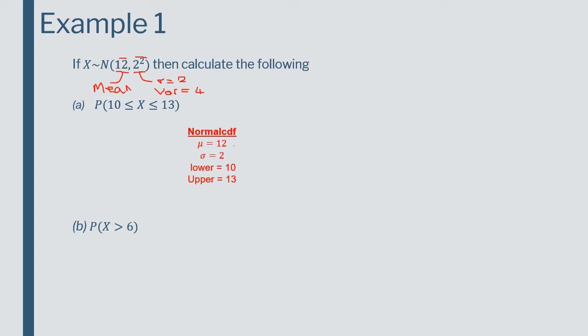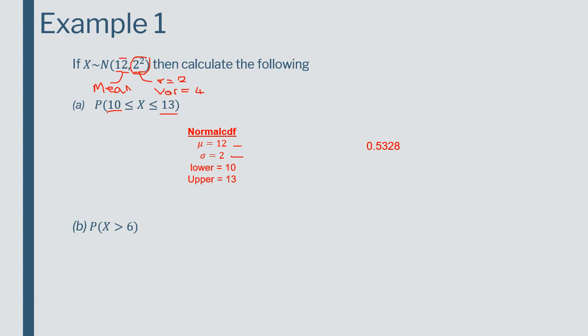So you should have had the mean 12. The sigma is 2, because it's standard deviation. So don't just assume it's whatever's in here. It needs to be standard deviation. The lower limit is 10 and the upper limit is 13. Plug that into your calculator, should come out as 0.5328.